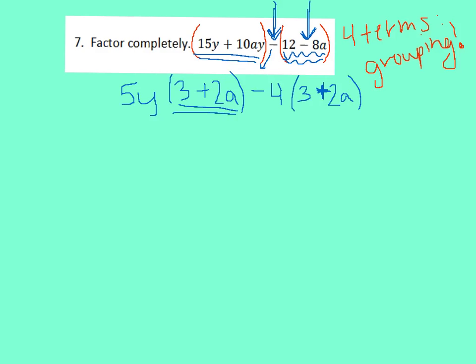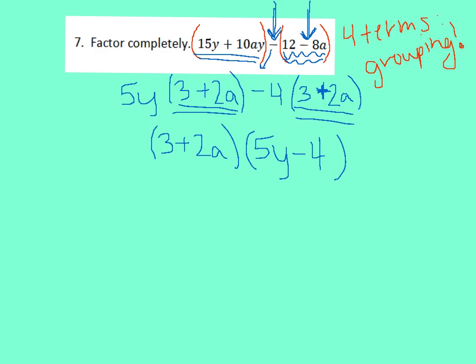Okay, perfect. So look, I have the same thing. I have 3 plus 2a in both of those spots. So my 3 plus 2a comes down. And then my second set of parentheses gets filled up with the things that were left by themselves. 5y minus 4. And that is your answer.